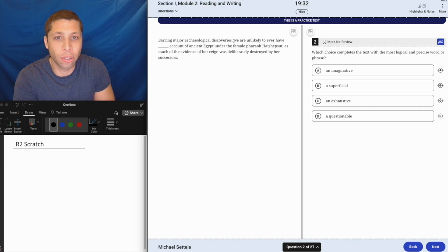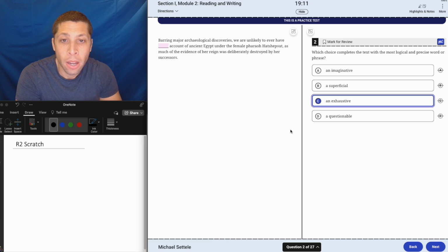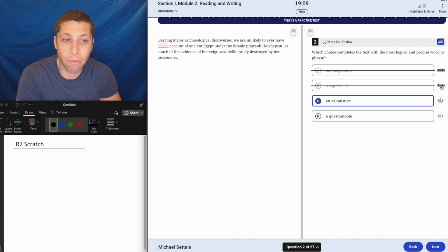Barring major archaeological discoveries, we are unlikely to ever have a blank account of ancient Egypt under the female pharaoh Hatshepsut, as much of the evidence of her reign was deliberately destroyed by her successors. We are unlikely to have a good account of ancient Egypt, an exhaustive account because it's thorough, an imaginative, a superficial, a questionable.